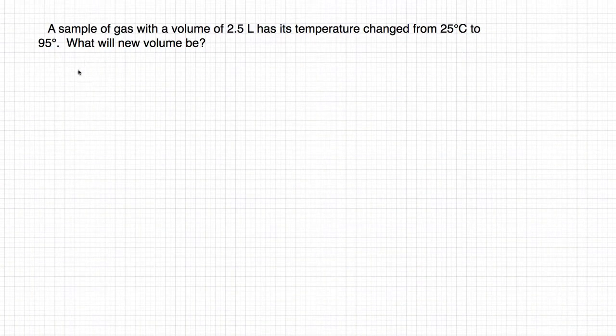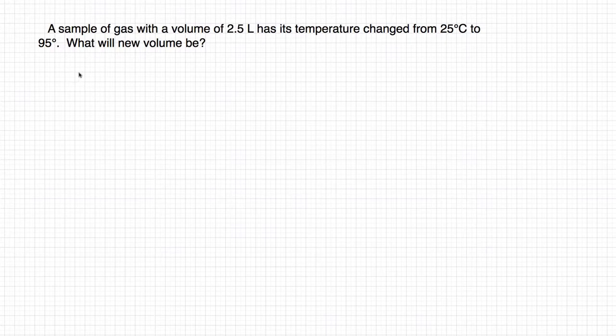Okay, here we are with our first question, and we're told a sample of gas with a volume of 2.5 liters has its temperature changed from 25 degrees Celsius to 95. What is the new volume going to be? Well, we're going from 25 degrees Celsius to 95, so we would expect that the volume is going to increase because the temperature is increasing.